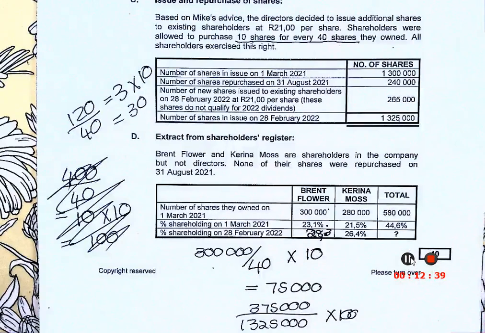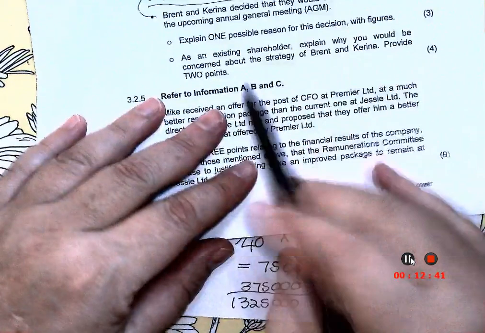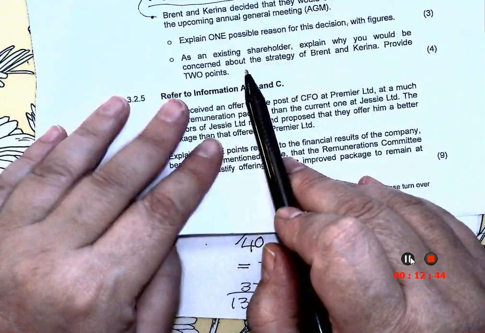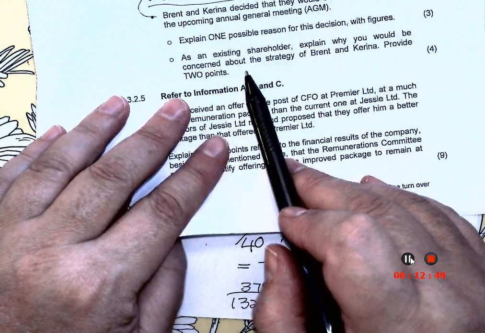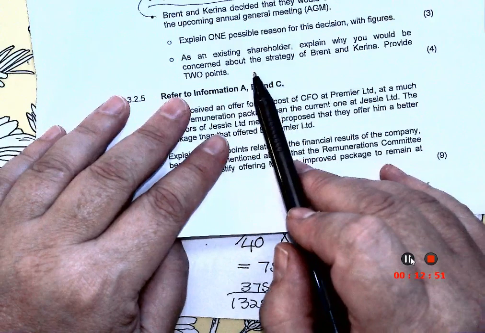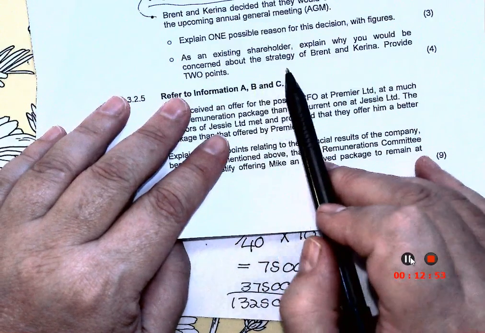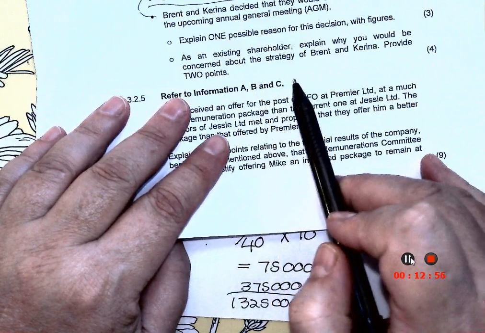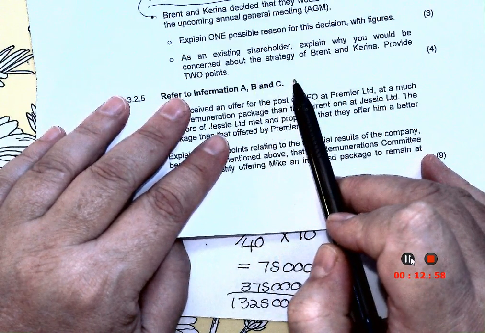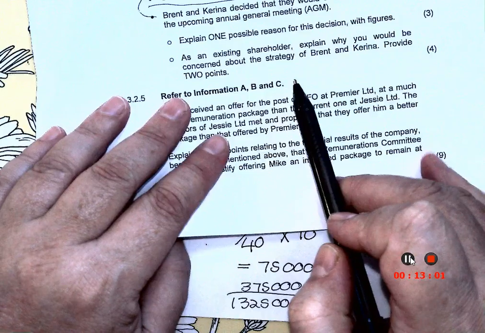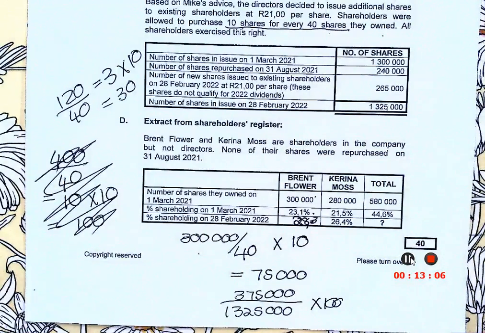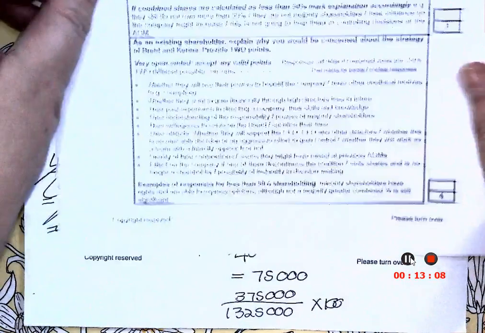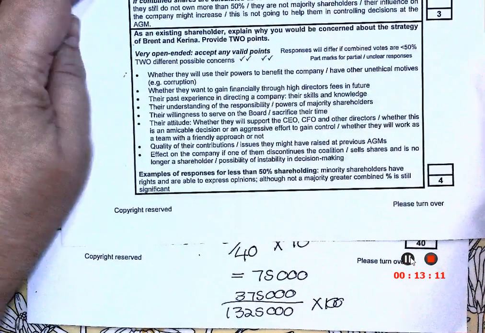So now they ask me, as an existing shareholder, so you are not Brent or Karina, you are you. Explain why you would be concerned about the strategy of Brent and Karina. Give 2 points. Because they can swing the vote. They are controlling the vote. So let's quickly see the things they say. But my first concern is that they are now in control, actually. That my vote doesn't count at all.